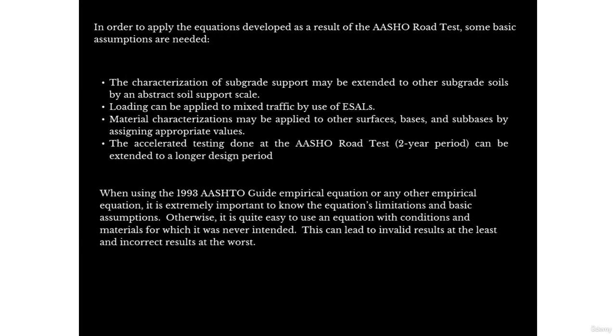In order to apply the equations developed as a result of the AASHTO road test, the basic assumptions are exactly the same as the assumptions for the flexible pavement, so I won't get into that. And so while using the 1993 AASHTO guide's empirical equations, or any other empirical equation, it is extremely important to know the equation limitations. We talked about that. You need to know the limitations so that you don't make a mistake, or so you know that you're using the correct method. So that speaks for itself.